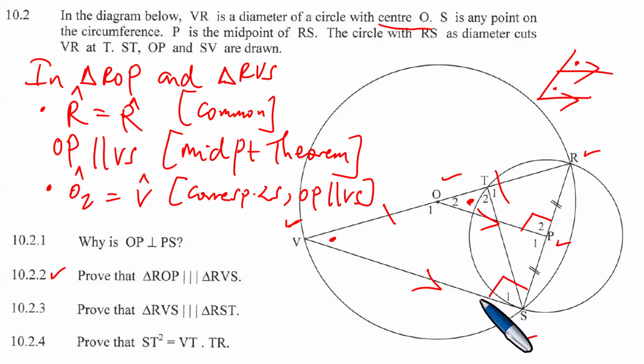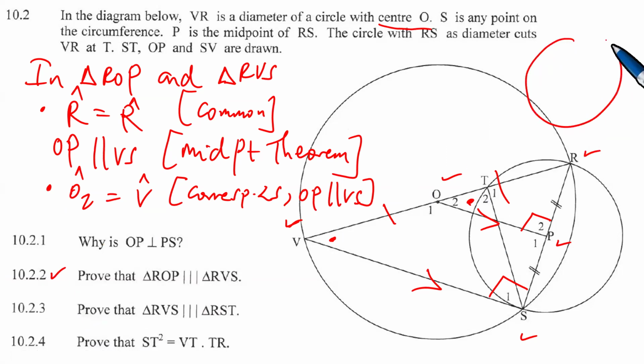Why is it not that the angle at center is equal to 2 times the angle at the circumference? Okay, that's a good point. Why is it not angle at center is 2 times angle at circumference? Yeah, I get your point. So your angle at center, angle at circumference looks like this.